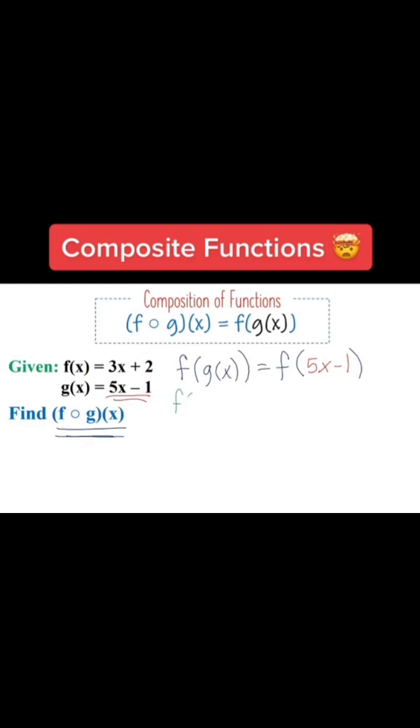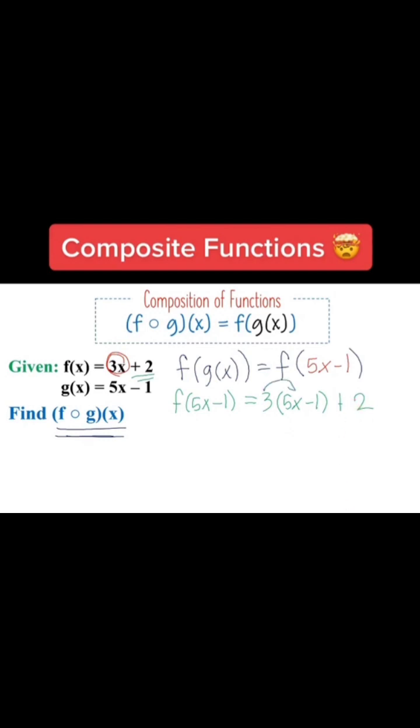So let's write it here. F of 5x minus 1 is equal to 3x plus 2. So instead of writing 3x, ang gagamitin natin ay 3 times yung value ng x, yun yung nasa loob ng parenthesis. Yun yung ipapalit natin, which is the g of x. So magiging 3 times 5x minus 1. Then copy lang natin yung plus 2. Then, ito na yung isosolve natin. So we need to multiply 3 to this binomial, then plus 2.